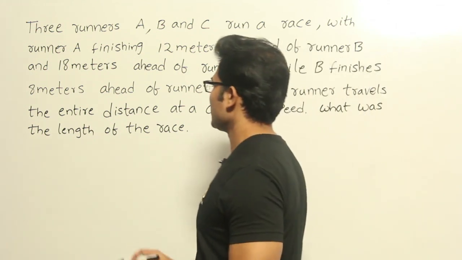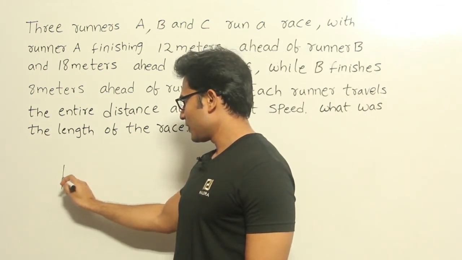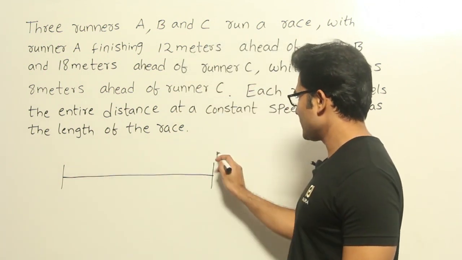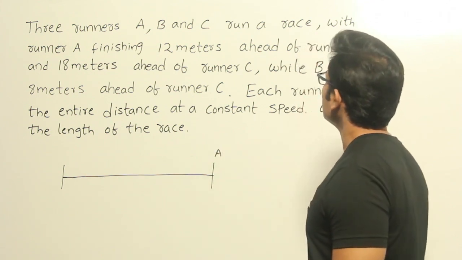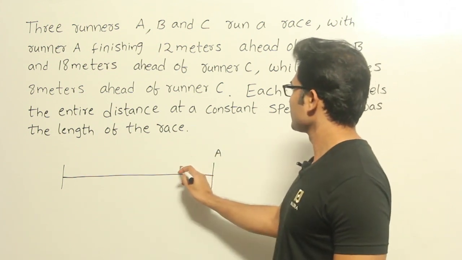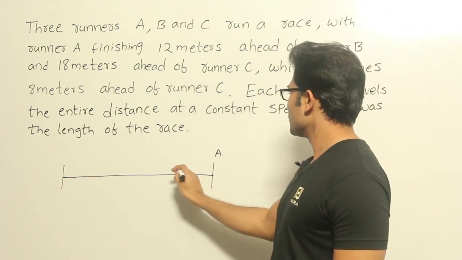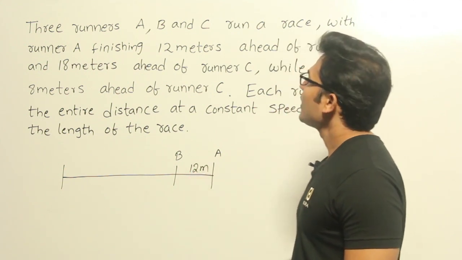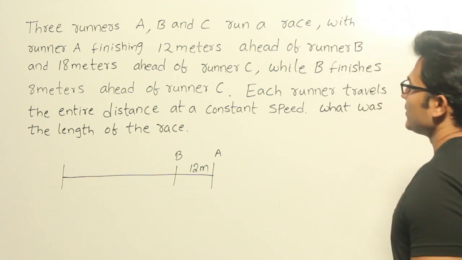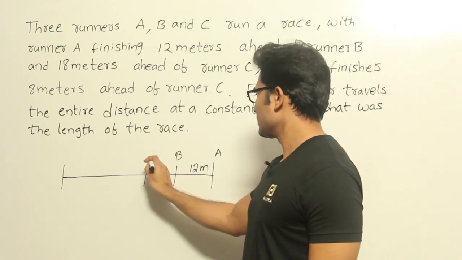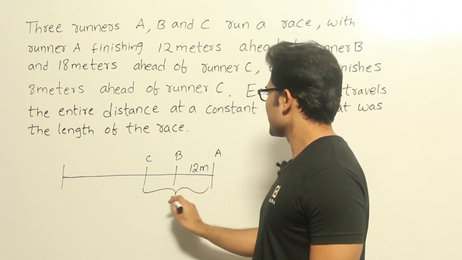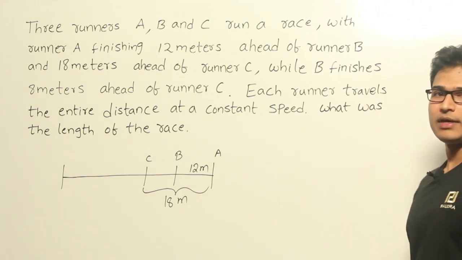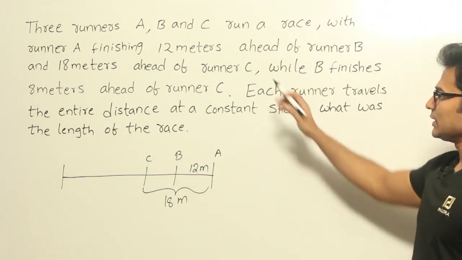So as of now, what they are trying to say is there are 3 runners running in a race, and this is what they are saying. By the time A finishes, B will be 12 meters behind him. A finishes 12 meters ahead of B, which means B will be 12 meters behind him, right? And 18 meters ahead of C, which means if you take C now, he will be 18 meters behind, right? So this is the information given till there.